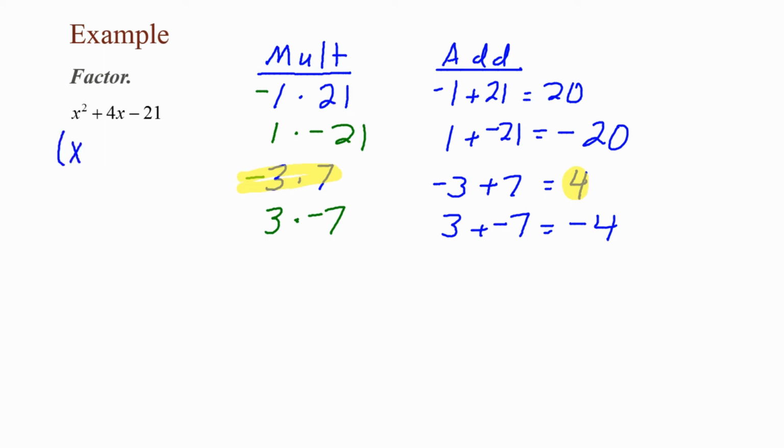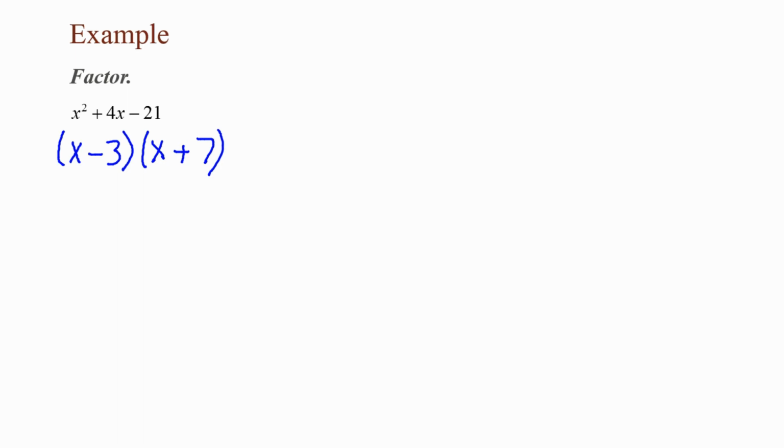One parenthesis will have x minus 3. The other parenthesis will have x plus 7. So my final answer is parentheses x minus 3, and then my other parenthesis, x plus 7.